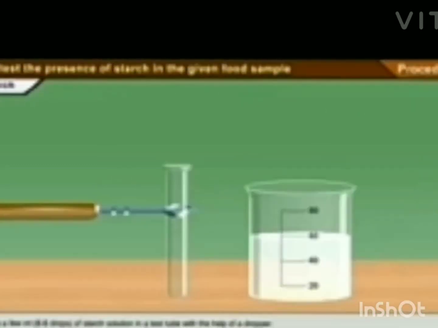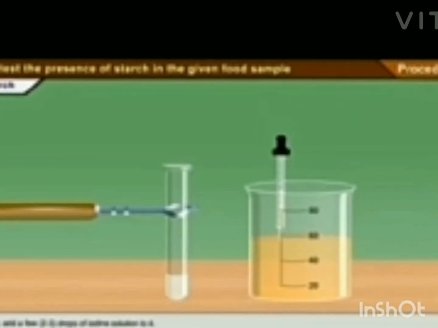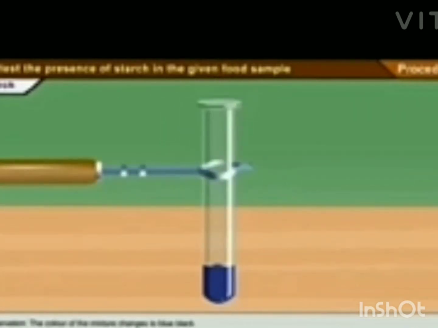Procedure: take a few milliliters of starch solution in a test tube with the help of a dropper. Now add a few drops of iodine solution to it. Now you can observe that the color turns into bluish black. It shows the presence of starch.